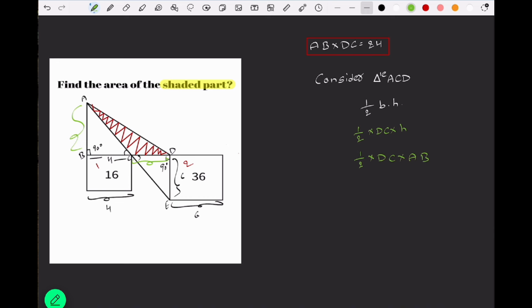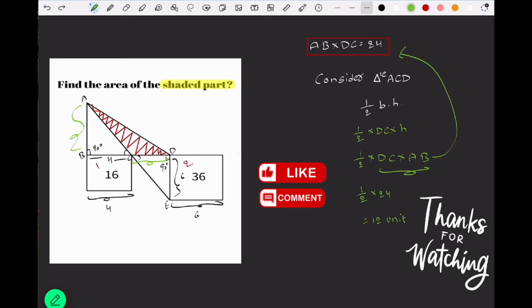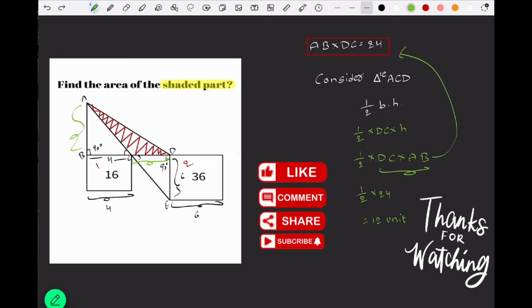Now from our previous finding we know the value of DC times AB, right, which equals 24. So if I substitute the 24 value here, half times 24 equals 12 square units. So the area of the triangle which is shaded in red color, ACD, is 12 square units.